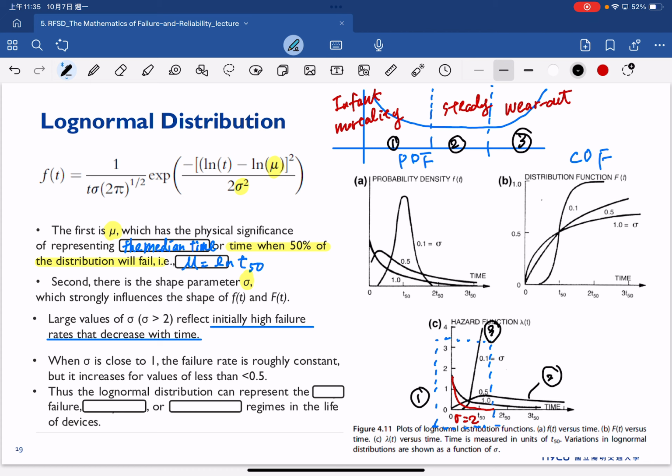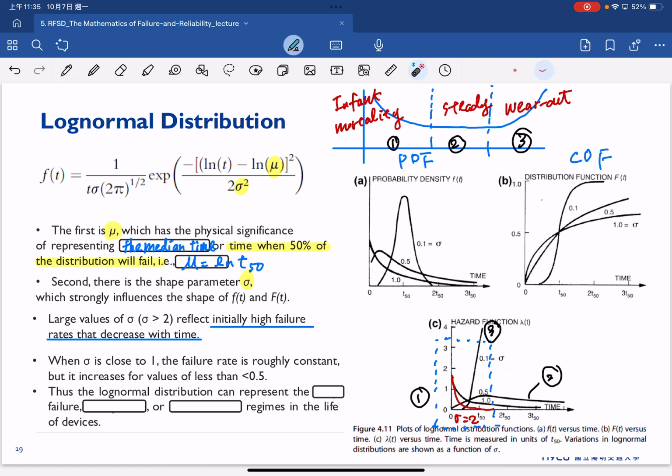So that's why the log normal distribution function is very popular, used to model the lifetime in the reliability analysis, because we can basically use the one function, just by playing with the sigma value. We are able to model the whole life of a semiconductor product, from the beginning of the infant mortality to the second phase of steady state to the last part, the wear out. So that's why we are pretty interested in using the log normal distribution.